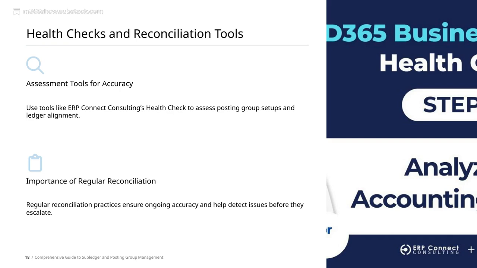Using tools like ERP Connect Consulting's Health Check can be incredibly valuable. These tools allow you to assess your posting group setups and verify that your ledger is properly aligned. They provide insights into potential discrepancies and areas for improvement, making your reconciliation process more efficient and reliable. Ultimately, consistent use of assessment tools and reconciliation practices not only helps maintain accuracy, but also supports the overall health of your financial management system. It's an important part of ensuring your financial data is trustworthy and ready for decision-making.